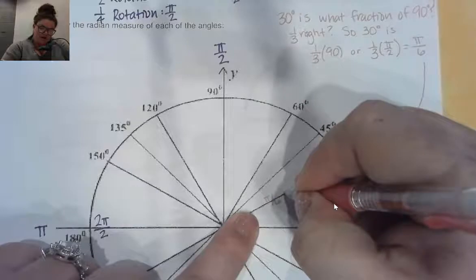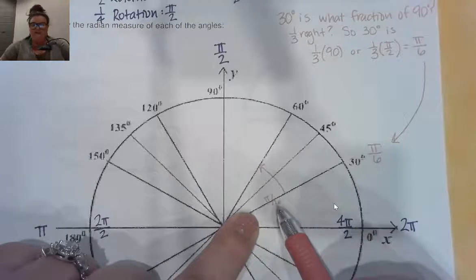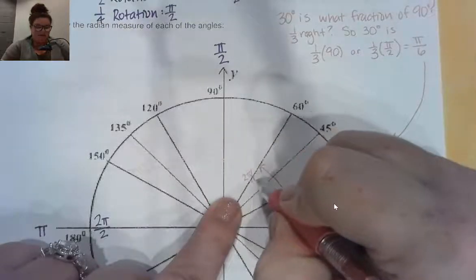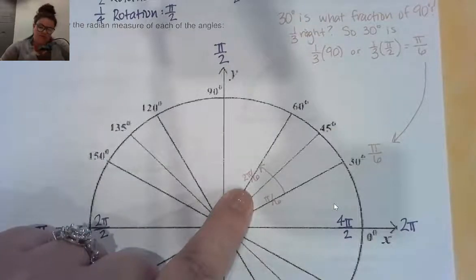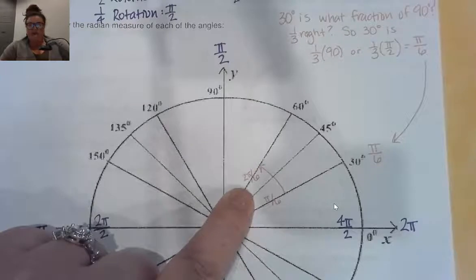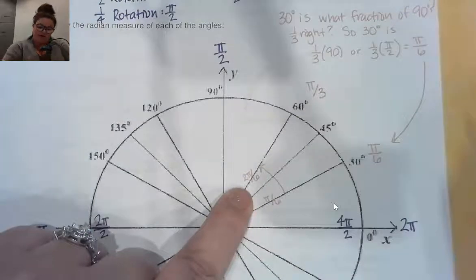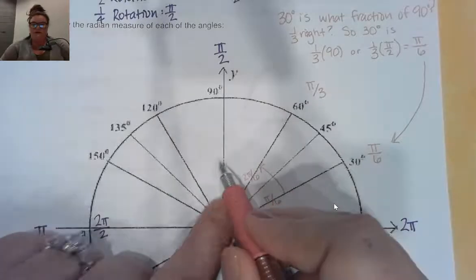If I go another 30 degrees, I'm going to land here at 60. So this was 1 pi over 6. This is going to give me 2 pi over 6. Now 2 pi over 6 actually reduces. I can reduce the 2 and the 6, and I'll just be left with pi over 3. So that's how I can label this angle, pi over 3.